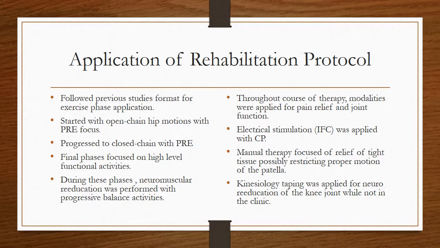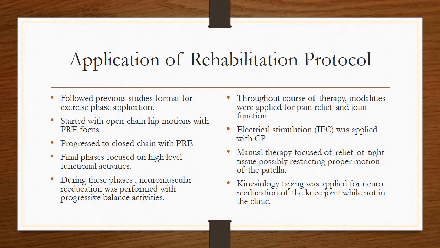This patient was not in any organized sports. It was mainly just playing around with friends and at school, so we just focused on high-level functional activities. Throughout this, her neuromuscular re-education was performed with different phases of balancing, with adding perturbation and changing out base of support and center of gravity.